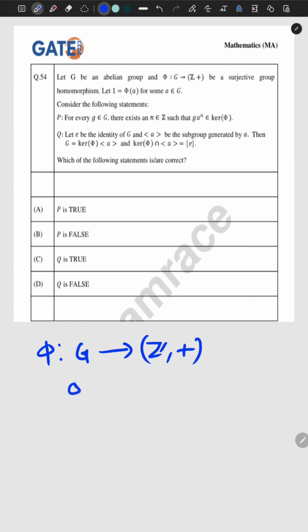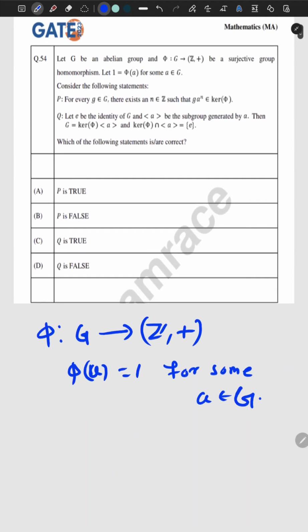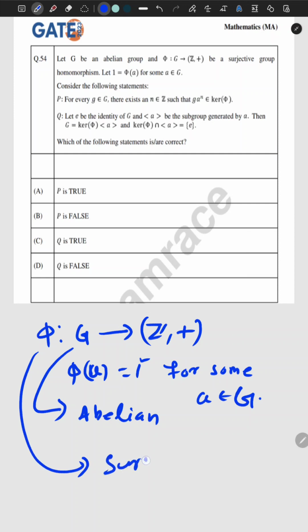Phi of A is given as 1 for some A in G, which means there exists an element A in G so that phi of A equals 1. And what is 1? 1 is the generator of the group Z plus. What more is given? G is abelian, and phi is surjective, which means it is onto. These things are given.